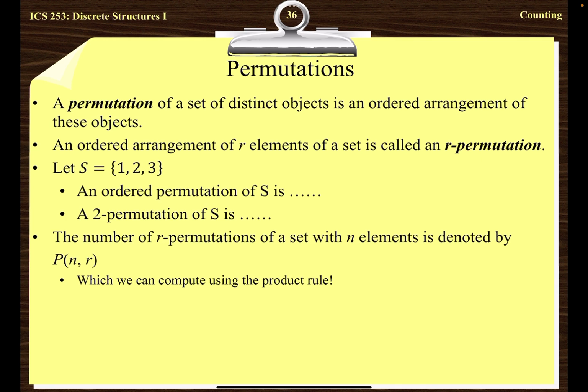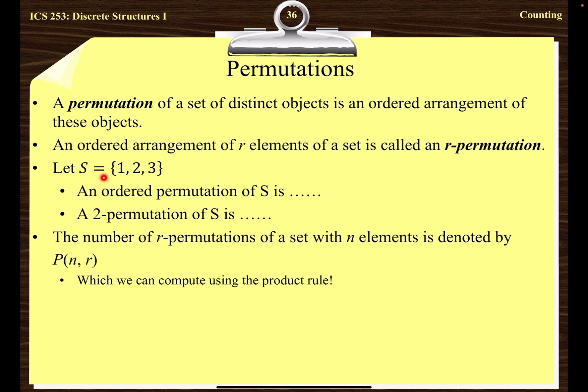So now, what is the difference between a permutation and an R permutation? A permutation is an ordering of the whole set, right? Elements of the whole set. Well, an R permutation is an ordering of only R elements of the set. The R elements are a subset of the set, but then you impose an order on them.